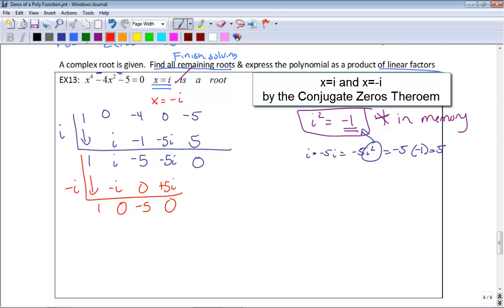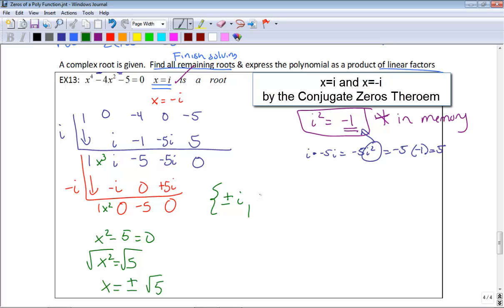Well, can I solve this thing? Let's see, this was a fourth power, so this is the cubed, and this is the squared. So I have x squared minus 5 equals 0. Yes, I can solve it. It's quadratic. I can solve it by extraction of roots, so move 5 over. Take the square root of both sides, and x would equal plus or minus the square root of 5. So I have four answers: positive and negative i, and positive and negative square root of 5. So I found all the remaining zeros.